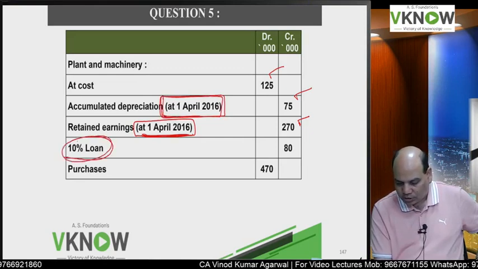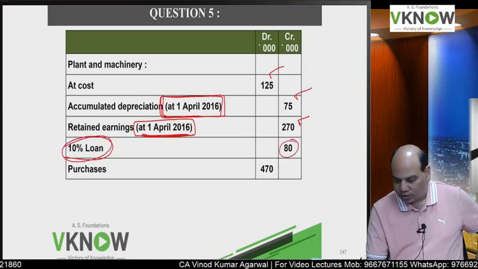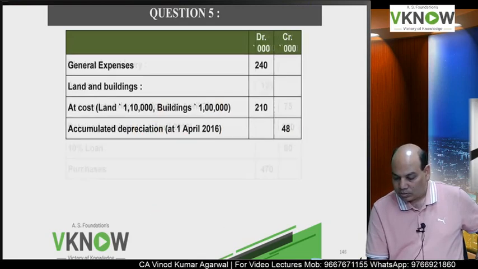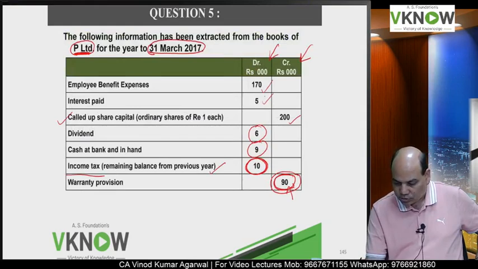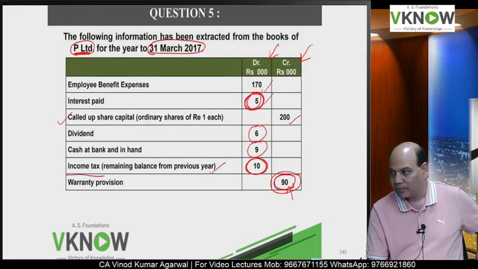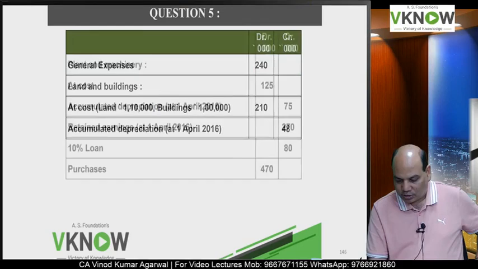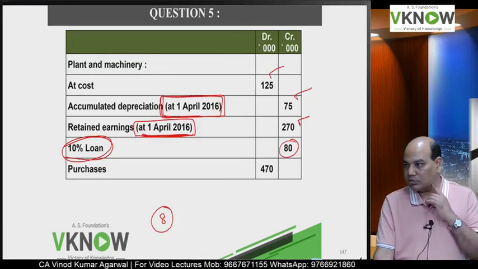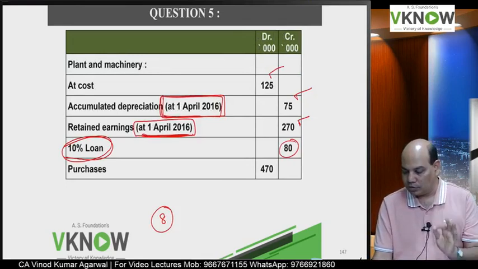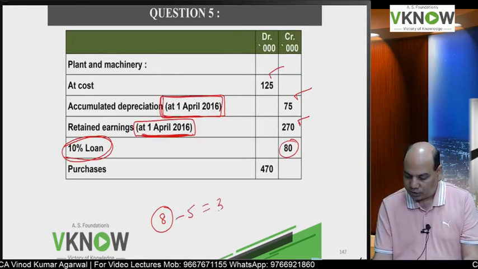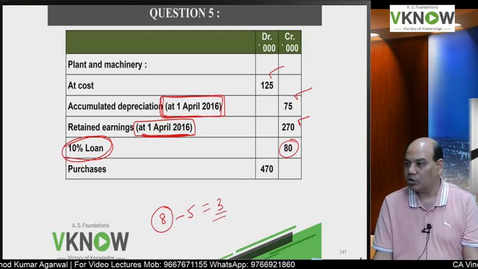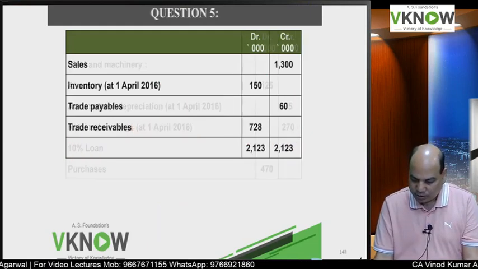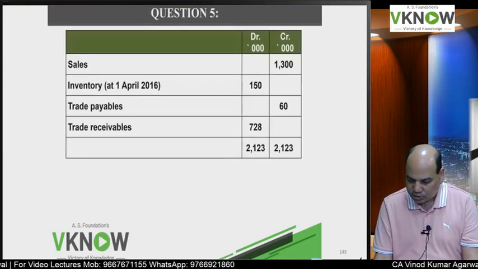Now the 10% loan of 80 means interest of 8 should also appear in the P&L account. But the interest appearing is, you see here, 5, second line 5. What is the mistake in the question? When was the loan taken? Not given. You assume full year. And if it is full year, then 8 minus 5, 3 will appear as accrued interest. Purchase will come in the P&L account, sales will come in the P&L account.